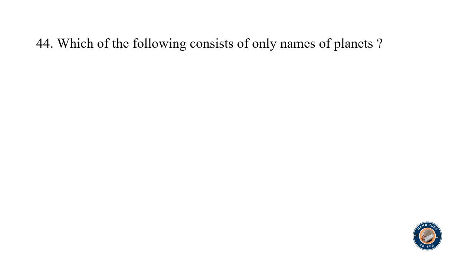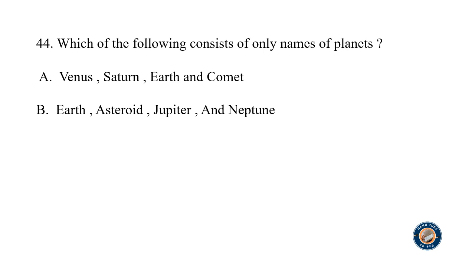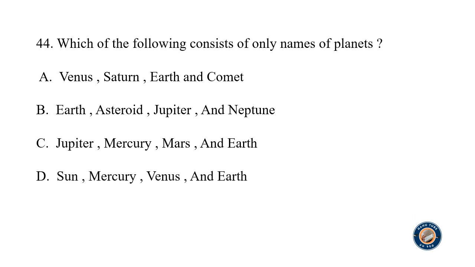Question number 44. Which of the following consists of only names of planets? A. Venus, Saturn, Earth and Comet. B. Earth, asteroids, Jupiter and Neptune. C. Jupiter, Mercury, Mars and Earth. D. Sun, Mercury, Venus and Earth.